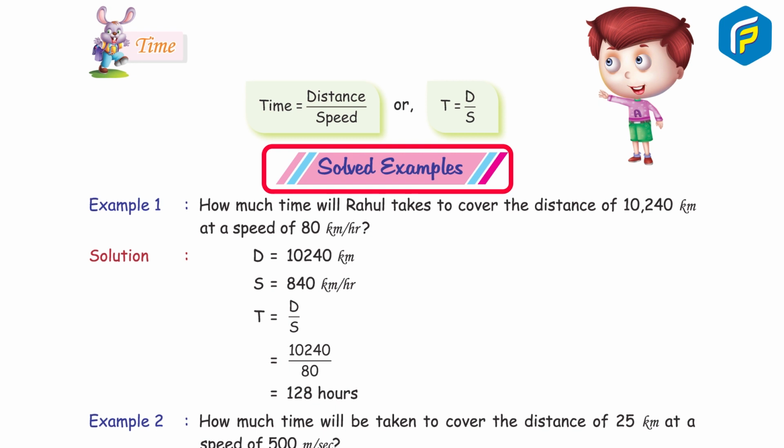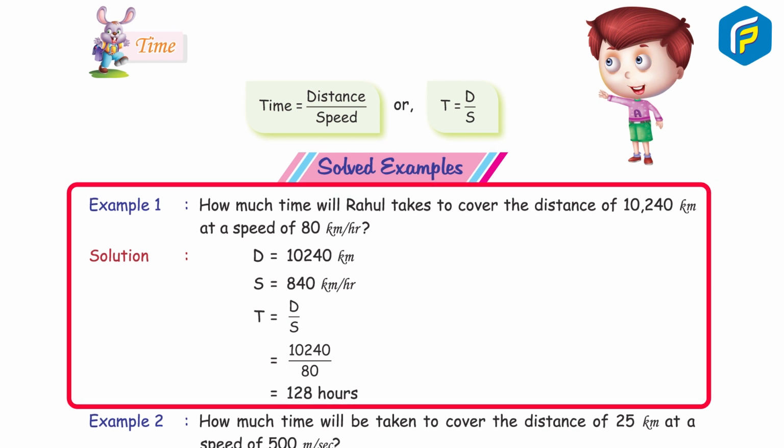Solved example. Example 1. How much time will Rahul take to cover the distance of 10,240 km at a speed of 80 km per hour? Solution. D is equal to 10,240 km, S is equal to 80 km per hour, T is equal to D upon S. 10,240 upon 80 is equal to 128 hours.